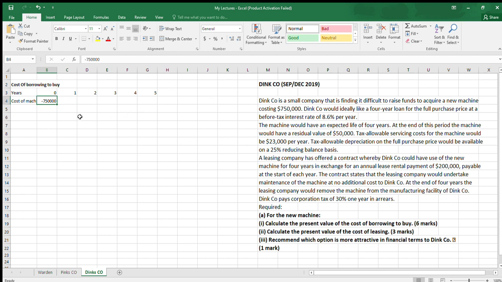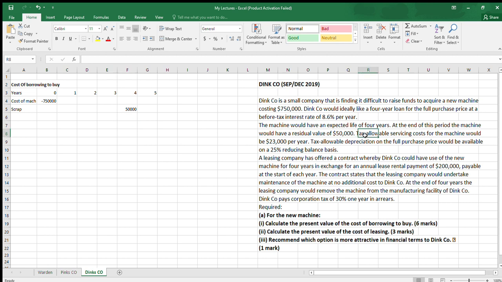Now, reading the question, it says Dinko would ideally like a 4-year loan for the full purchase price at a before tax interest rate. We will come back to that later, but let us continue reading. The machine would have an expected life of 4 years. At the end of this period, the machine would have a residual value of $50,000. So the machine will have a scrap of $50,000 at the end of year 4. So $50,000.